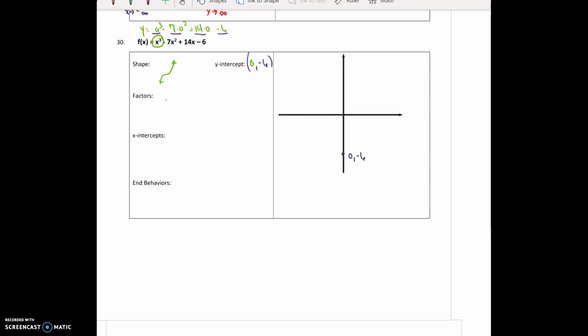So now what I need to do is find my factors, my x-intercepts. So what I would normally try to do is go to the original problem. I'm going to do a little erasing here.